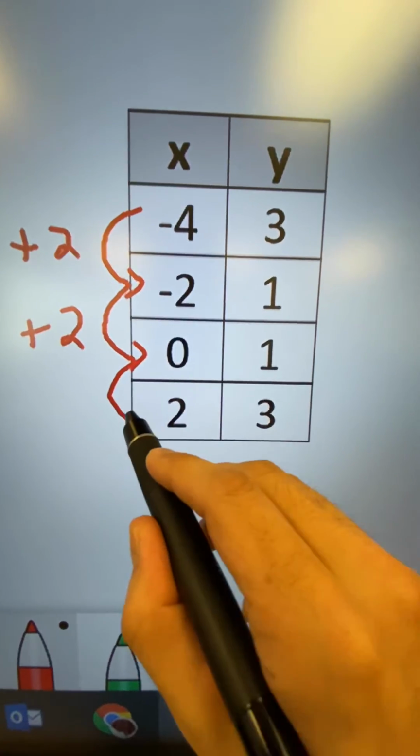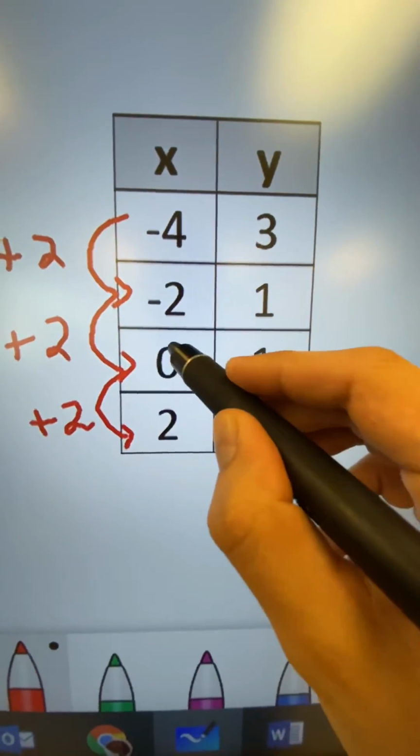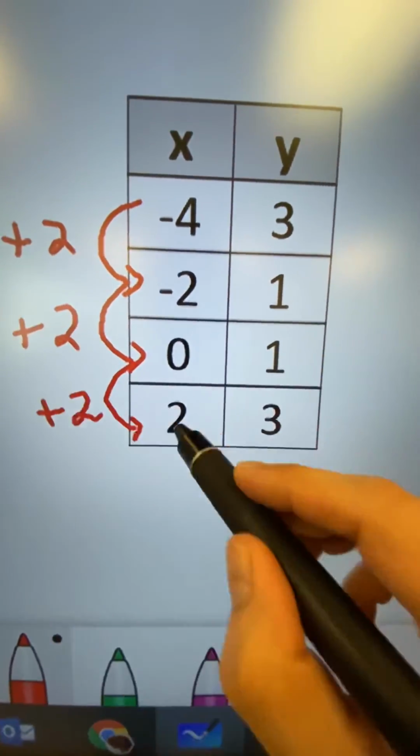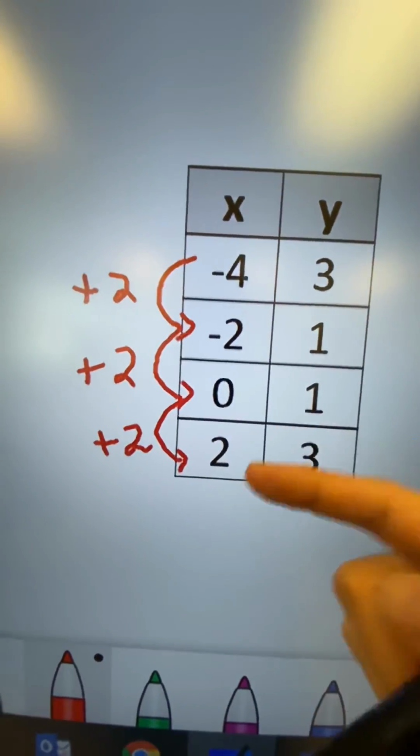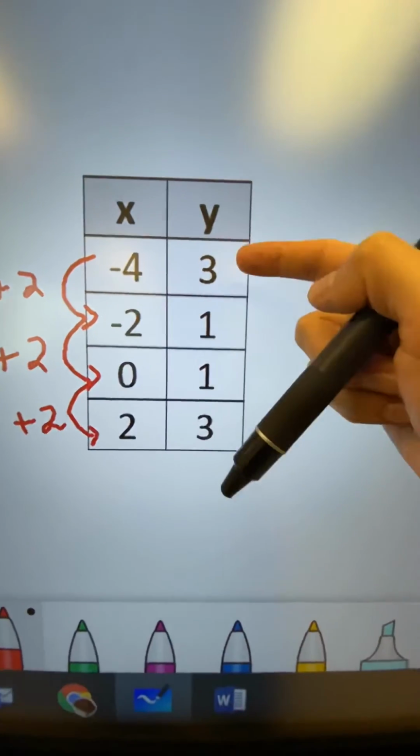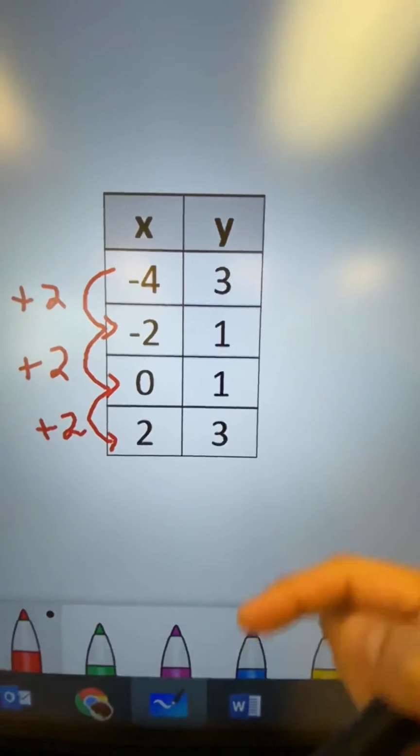And then from here to here, it increased by 2 again. So it went from 0 to 2, right? 0 plus 2 is 2. So we have a constant rate of change for all the x values. And now, to see if it's a linear function, we're going to check, is there a constant rate of change for the y values now?